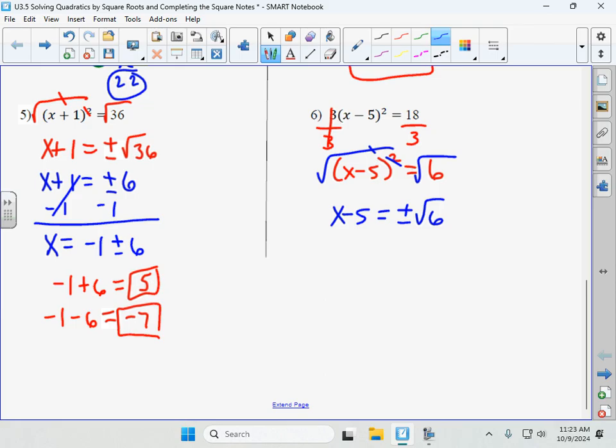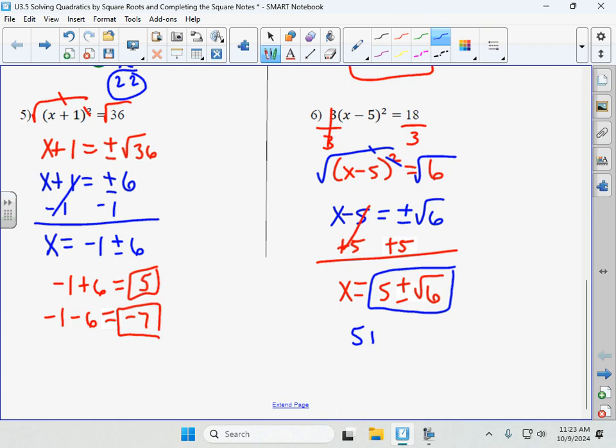Now root 6 is not going to simplify because you can only break it down to 2 and 3. But we can add the 5 over. So x equals 5 plus or minus root 6. This one has a radical in it, and you can't add 5 and root 6 together or subtract, so that's as far as you can go. This is the same as 5 plus root 6 and 5 minus root 6. Those are our 2 solutions to this problem. But if you want to use the symbol, that's fine.